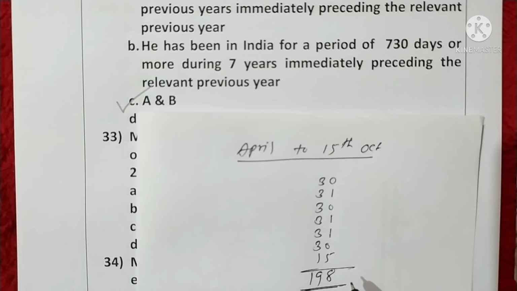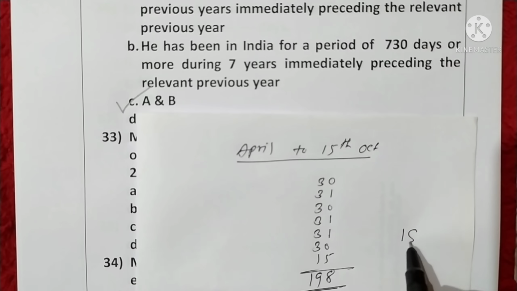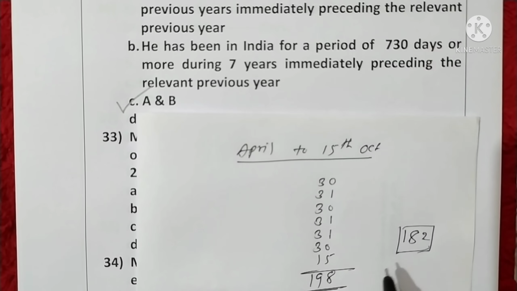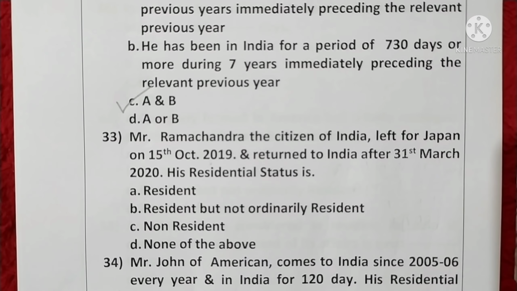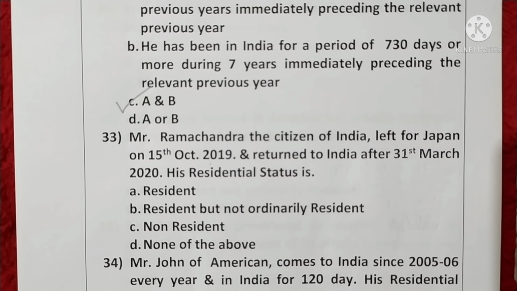To become an Indian resident, he must stay in India at least 182 days. But here, Mr. Ramchandra's stay in India is 198 days. Therefore, he is a resident in India. Therefore, option A is correct one.